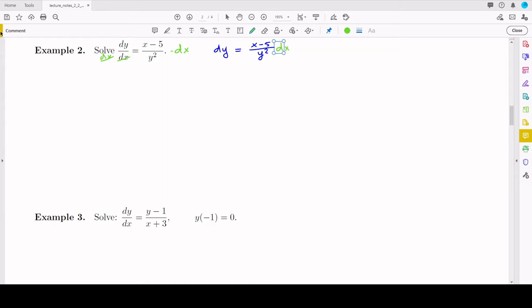Our next step now is to get rid of the y on the left. So we do that by multiplying both sides of the equation by y squared. I'm going to multiply by y squared. That cancels out the y squared there.